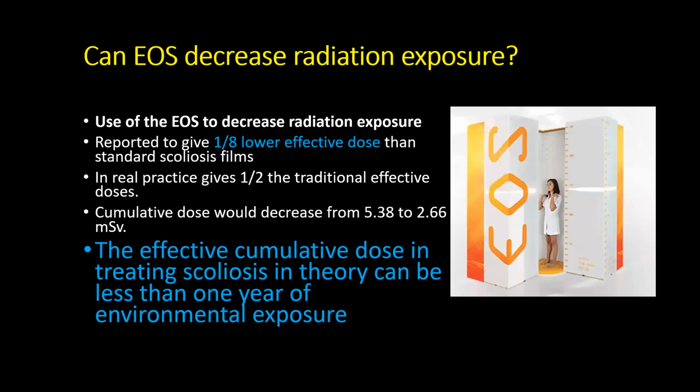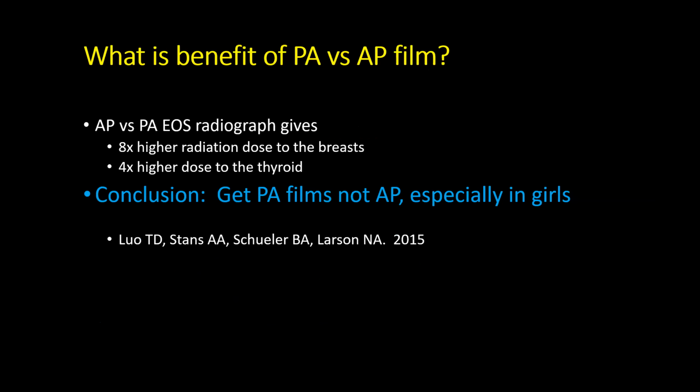And then there's things like EOS imaging. Can that decrease radiation exposure? Well, this is felt to be at least about 1/8 as much radiation as plain radiographs. And the effect of cumulative dose in treating a scoliosis can, in theory, be about the exposure of one environmental exposure per year. So that's pretty reasonable radiation dosing for treatment of scoliosis.